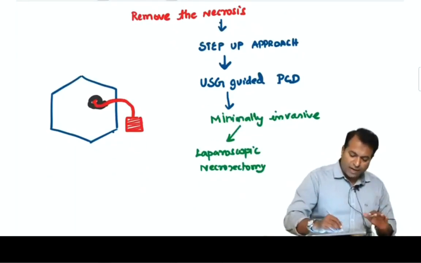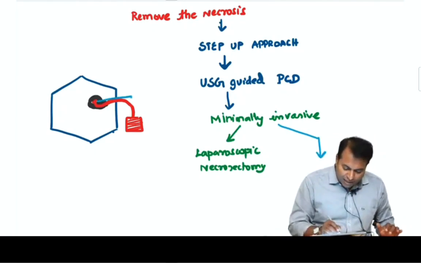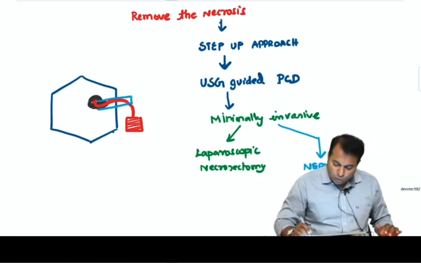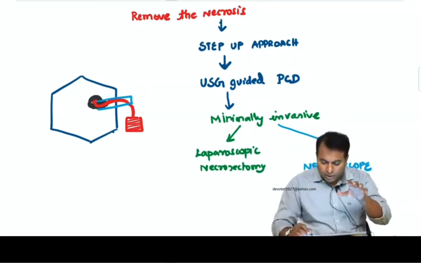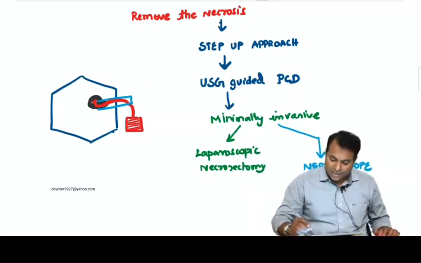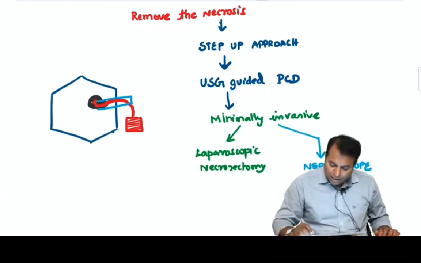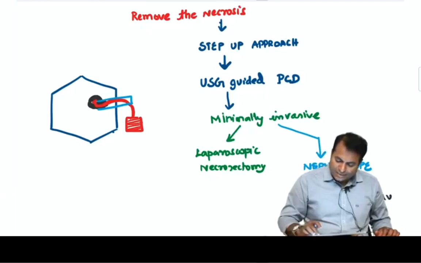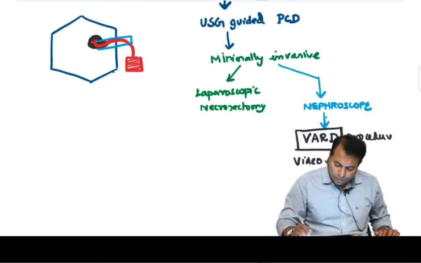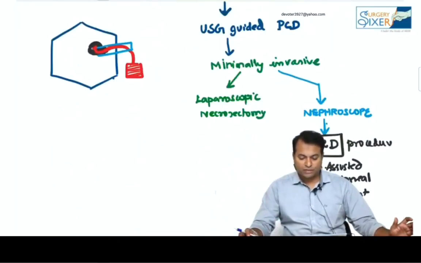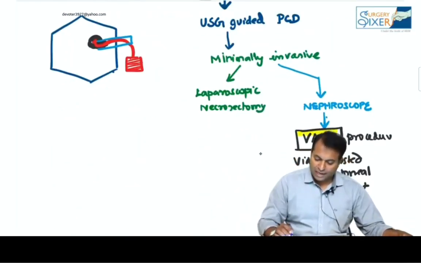Or else there is a question for NEET super specialty people, that is, through this tract I will introduce a nephroscope, and through that I will remove the necrosis outside. That is known as video assisted retroperitoneal debridement, known as VARD procedure. Please don't forget, for pancreatic necrosis, the procedure we do is VARD, video assisted retroperitoneal debridement, high yield MCQ topic.